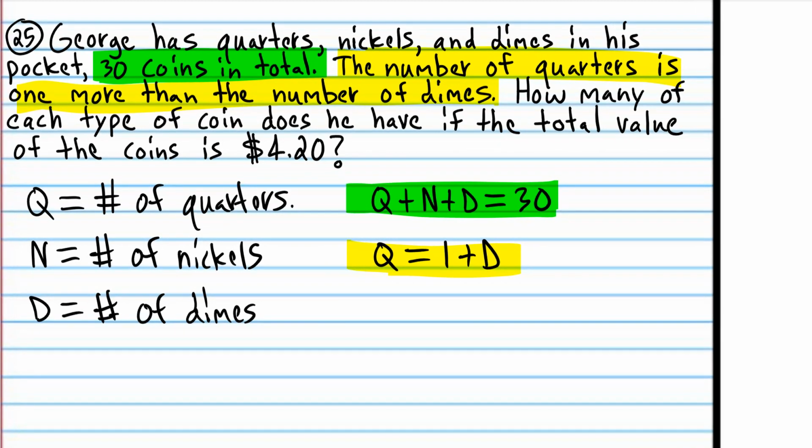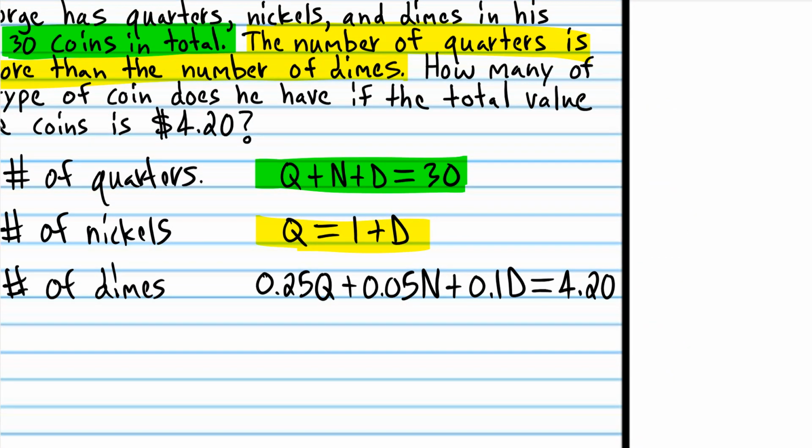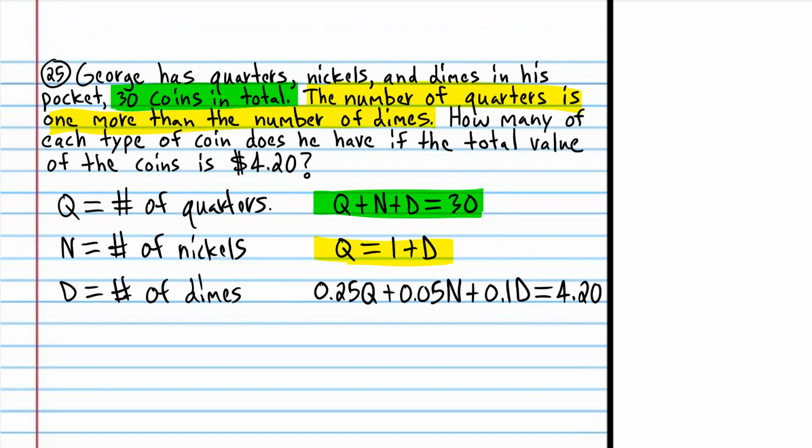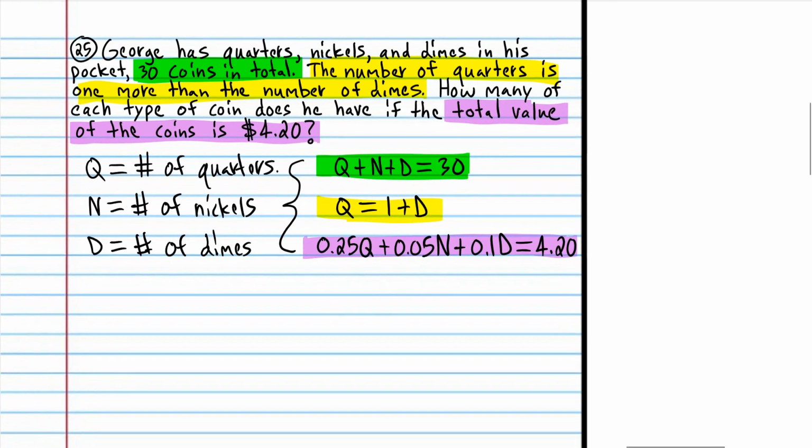We know that 0.25 times the number of quarters plus 0.05 times the number of nickels plus 0.1 times the number of dimes is equal to 4.20. How do we know that? Because the total value of all the coins is equal to $4.20. So that's a system of equations. I'm going to use a brace there to connect those.